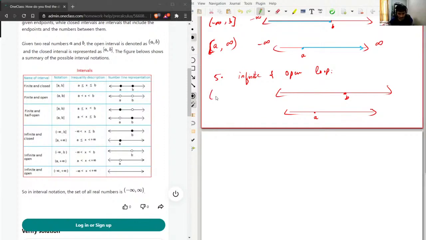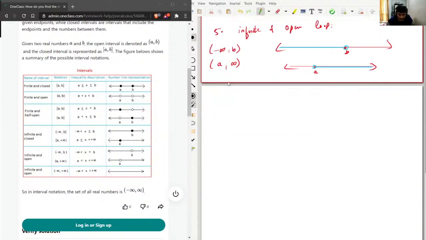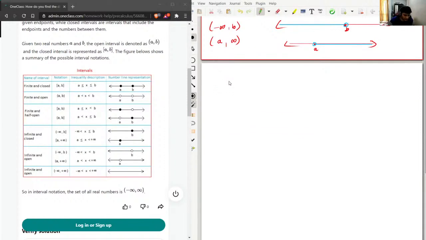So here it will be minus infinity till b, but b is not included. Here it is a to infinity, but a is not included. So I'll draw a circle here. That means a and b are not included, and this is from minus infinity, this one is till plus infinity. And the last is infinite and open. So that is the case for real numbers.